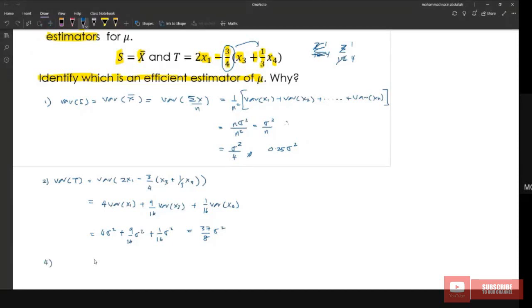So then step number four, we need to find the efficiency of T and S, right? So it should be equal to the variance of S, sigma squared over 4, divided by the variance of T, which is 37 over 8 sigma squared. So this one should be equal to 2/37. So this is 0.05405. So since the efficiency of T and S is less than 1, we can say that S is the efficient estimator.